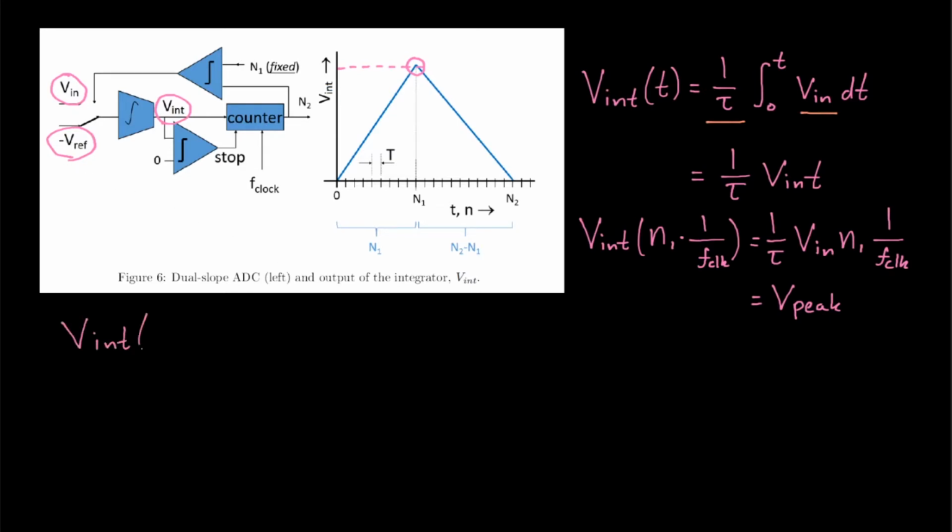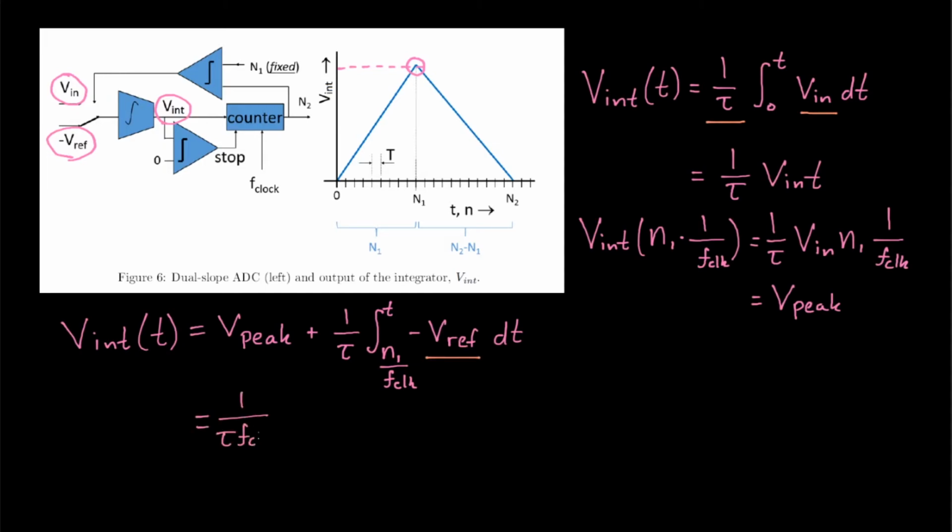Since we know the behavior of the integrator, we can write this as V peak plus 1 over tau times the integral from N1 over f clock, so that's the time at which we register the peak, to t, and we integrate the value of negative Vref. Now again, since Vref is a constant voltage, we can rewrite this integral as a multiplication. So we now get 1 over tau f clock times N1 Vin, that is the peak voltage, minus 1 over tau Vref times t minus N1 over f clock.